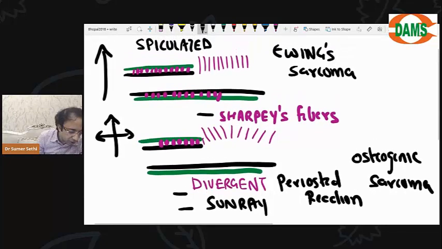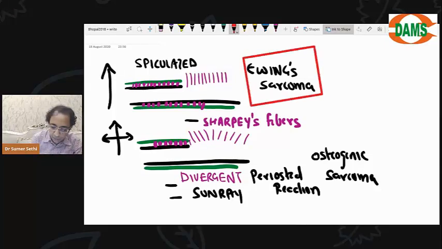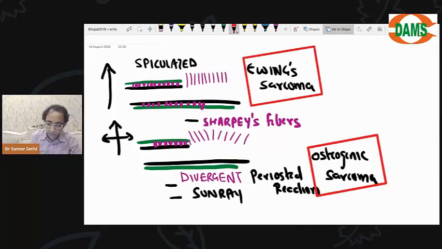Everybody understands the concept? समझ आया? Now can you look at it and tell me, Ewing sarcoma and osteosarcoma, which of them is more aggressive? Look at the picture and tell me, कौन सा ज़्यादा aggressive? We know osteogenic sarcoma is more aggressive. Why? Because it is not only growing in this direction, it is also going in the horizontal direction. That is why you have sunray appearance.